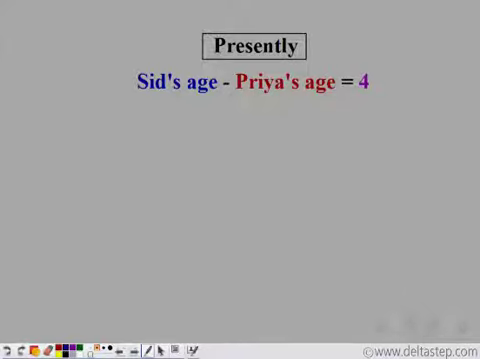Let me give you a puzzle. The difference of ages of two friends, Sid and Priya, is 4 years. So what are their present ages?